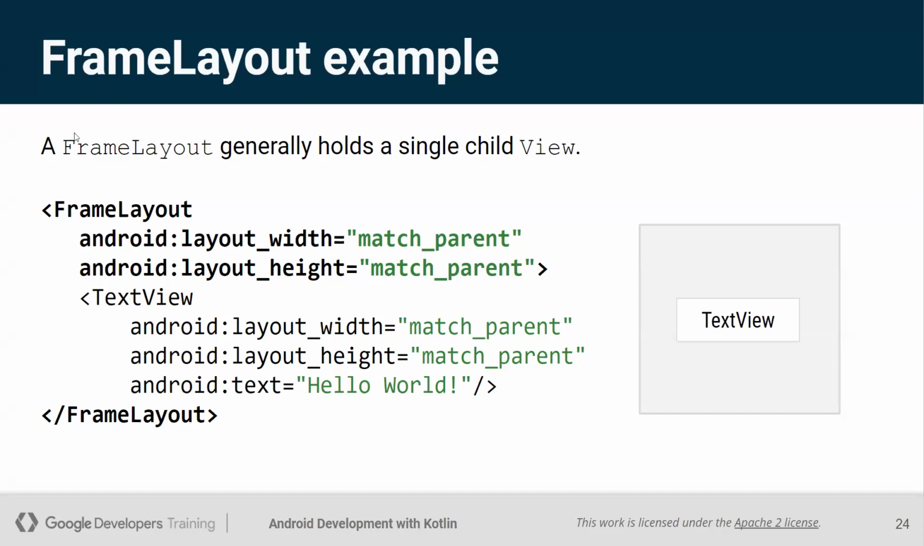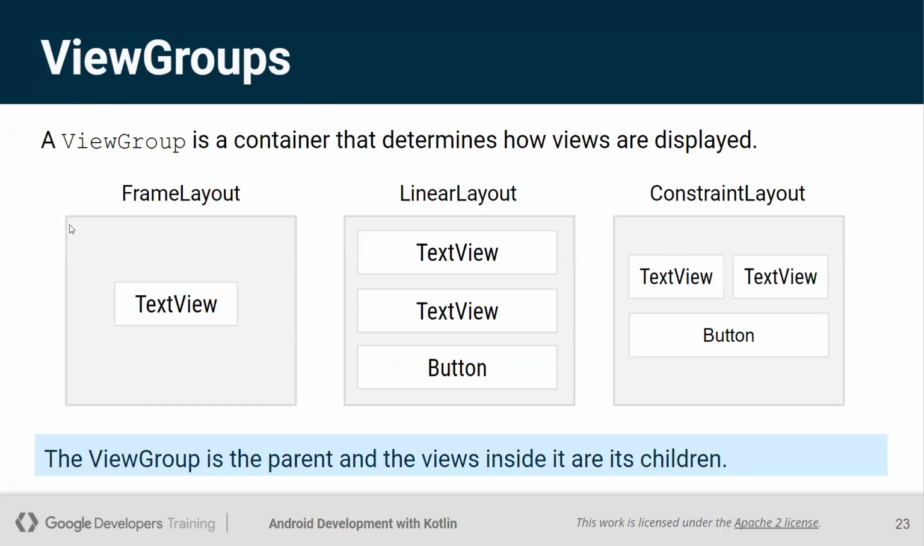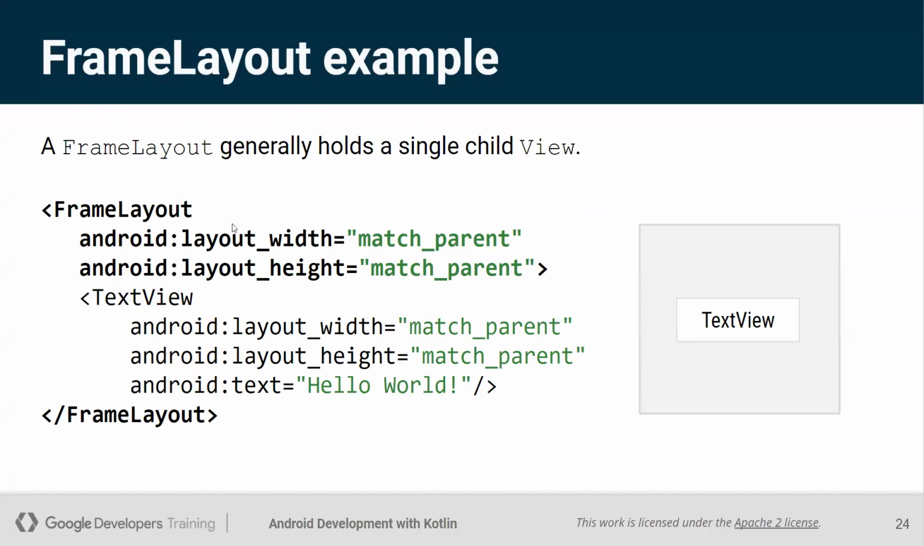So with the frame layout that I just mentioned before, you have only one view inside the frame layout. So inside the parent, you have only one view. Basically, a frame layout generally holds one single child view. The child view could be a text view or button view, image view. Likewise, there could be different types of views. So depending on the type of view, you can mention that inside the frame layout.